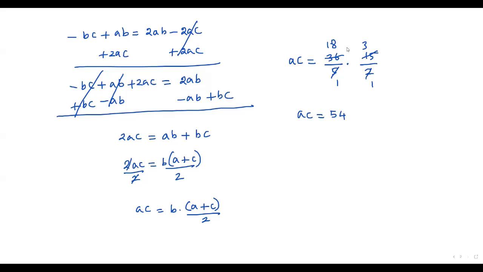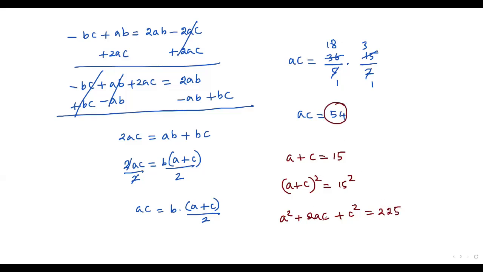Now let me consider what we have in the question, that is a positive c equals 15. Let me square both sides, and I'm getting (a positive c) the whole square equals 15 square. Then the expansion of the square of this binomial is a square positive 2ac positive c square equals 15 square, which is 225. Now I'm going to plug in this 54 for this ac. So we have a square positive 2 times, for ac we can plug in 54, positive c square, and on the right side, we have 225.